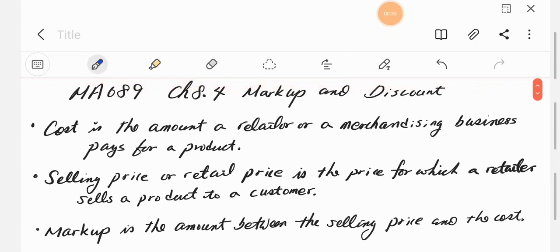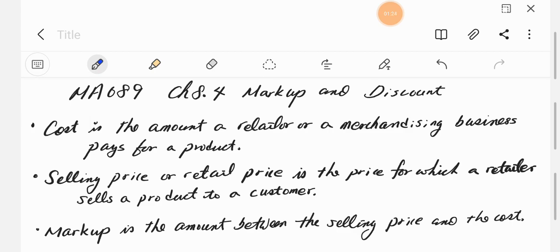The cost. Cost is the amount a retailer or a merchandising business pays for a product. So let's say you run a computer business, and you have to buy a computer from the manufacturer. That amount is the cost. So cost is what you pay for, and then you put some margin, and that margin is the markup. So the markup is based on the cost, right? You can put 10% of the cost or 20% of the cost, whatever. You put that amount so that finally that will be the selling price, or the retail price.